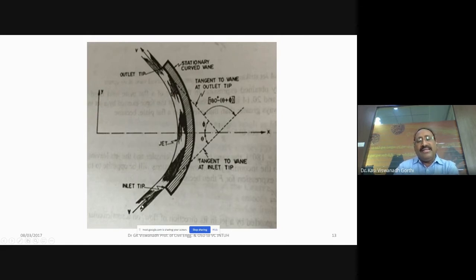Then what is the angle of deflection? So this is the original direction. This is the original direction of the jet. With respect to this original direction, you have a total of 180 degrees minus theta minus phi. 180 degrees minus theta minus phi is the angle of deflection of the jet.